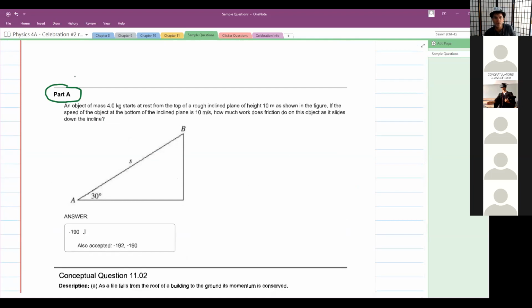An object of mass 4 kilograms starts at rest from the top of a frictionless inclined plane of height 10 meters, shown in the figure. If the speed of the object at the bottom of the incline is 10 meters per second, how much work does friction do on this object as it slides down? So here, when this thing reaches the bottom, the speed is 10 meters per second. So this could be a cool little question I could ask. If something starts at this height of 10 meters, slides down and reaches a speed of 10 meters per second at the bottom, is there friction?